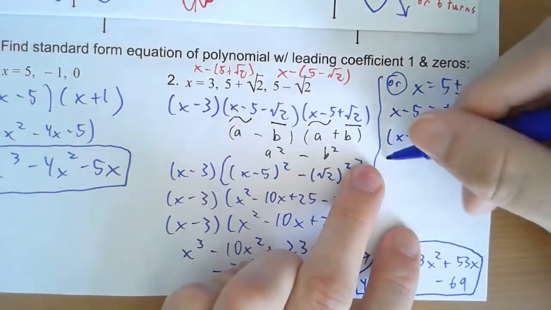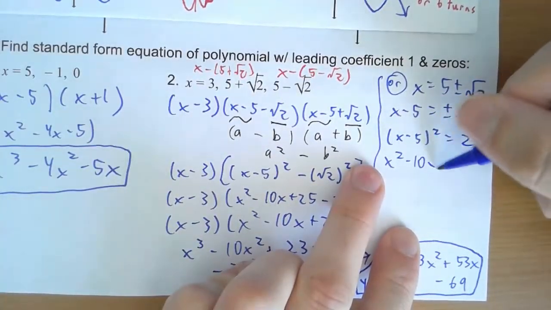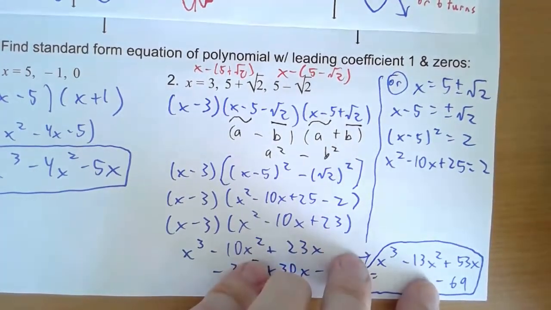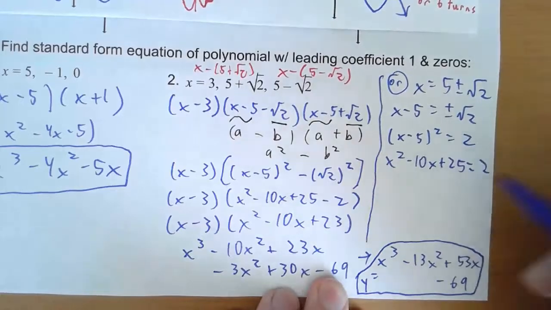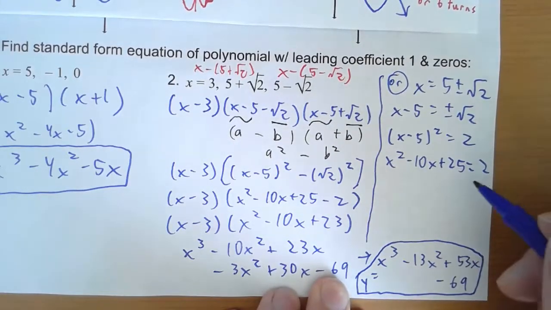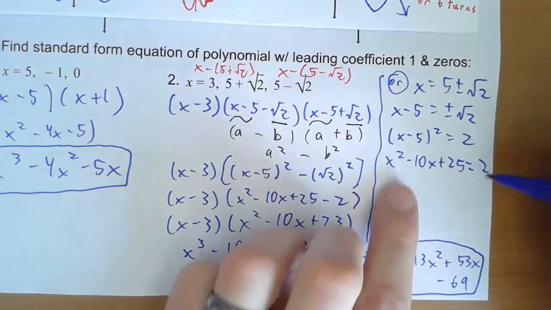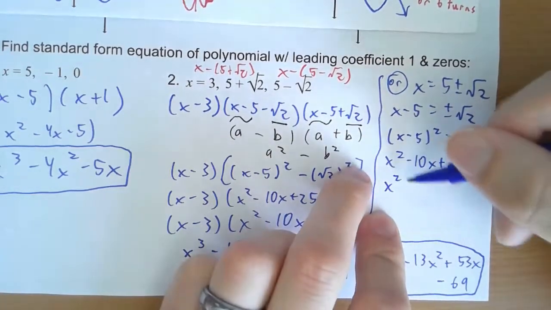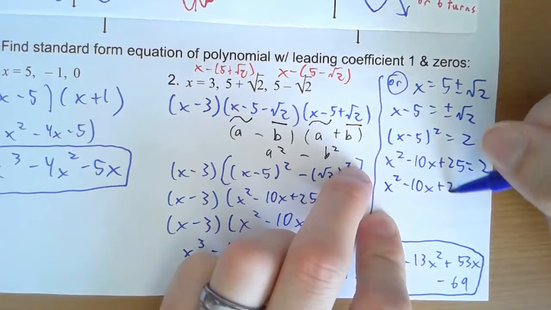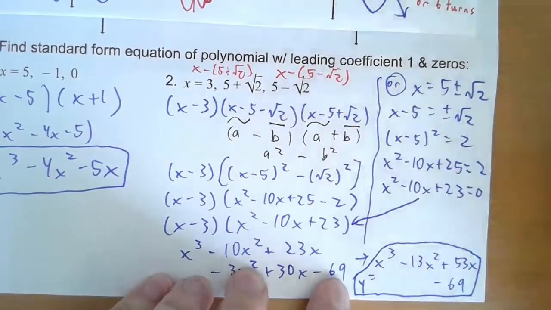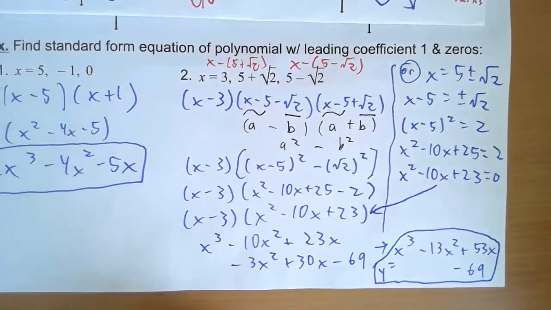So then we could square this out. X squared minus 10x plus 25 is 2. And then your goal would be to get this equal to 0. The factors have to be something that equals 0 to give you the solutions. And so subtract the 2. X squared minus 10x plus 23 is 0. And then you would be up to that step right there.